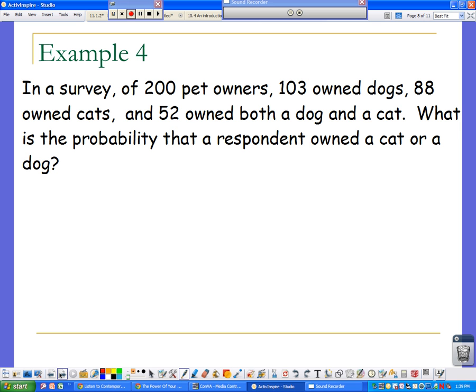All right, so in a survey of 200 pet owners, 103 own dogs, 88 own cats, and 52 own both a dog and a cat. What's the probability that the respondent owns a cat or a dog? There's that word "or" again.